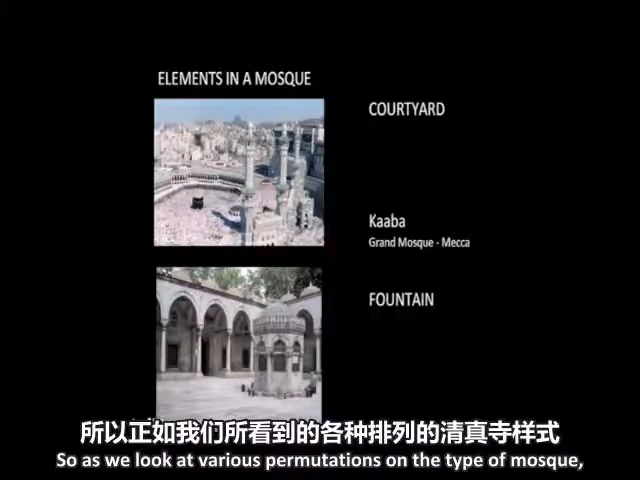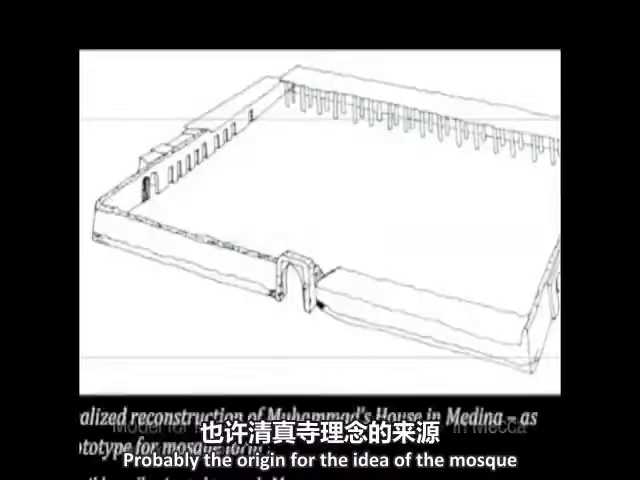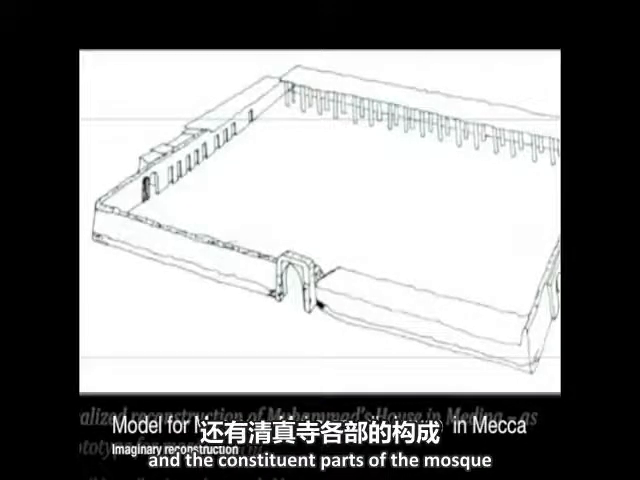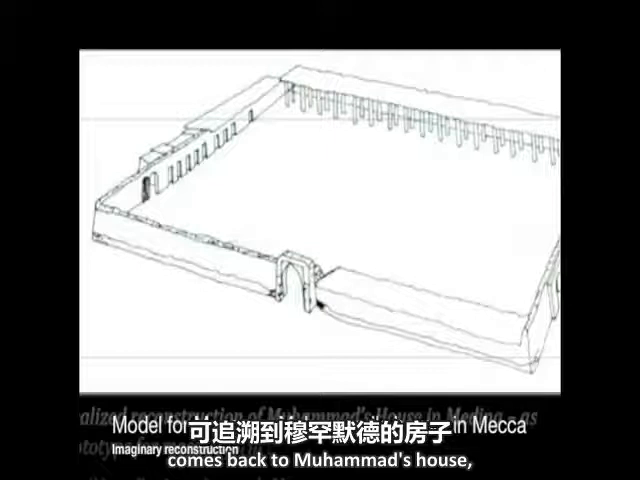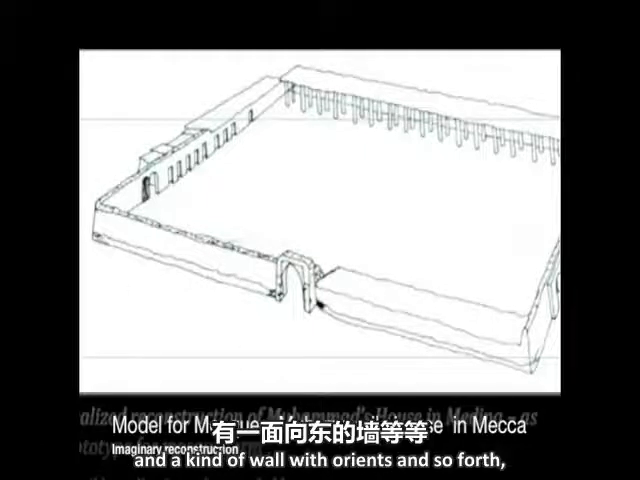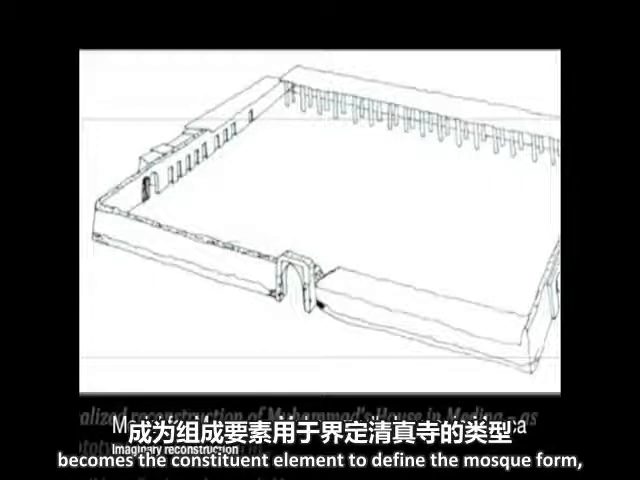So as we look at various permutations on the type of mosque, we'll begin to see these things played out in various ways. Probably the origin for the idea of the mosque and the constituent parts of the mosque comes back to Muhammad's house. And Muhammad's house is meant to have some kind of courtyard and a kind of wall that orients and so forth. So this very simple enclosure, almost a kind of hypostyle hall, becomes the constituent element to define the mosque form.